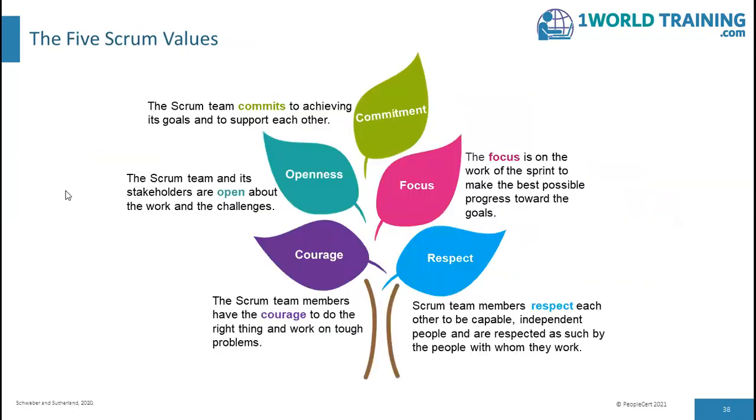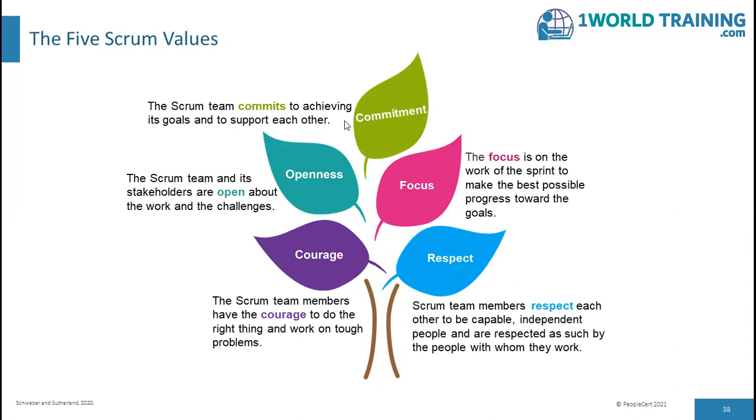Now the 5 Scrum values. The Scrum team has 5 values. These are courage, focus, openness, respect, and commitment. I have read them in this sequence because it stands for C-Force or CFORC. You could take the first C either as commitment or courage.